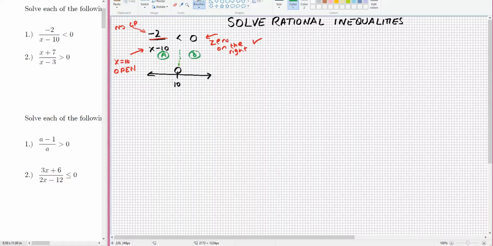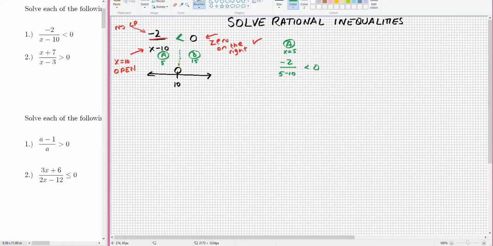And what you do is you're going to pick a point. What's a number less than 10? Well, 5. What's a number greater than 10? Well, 15. And what we're going to do with these numbers is plug them in for x and test them. So testing for region A, we're going to use x equals 5. Numerator is still negative 2, the denominator is 5 minus 10. And you're going to find out whether this is less than 0, because that's the inequality that we have.